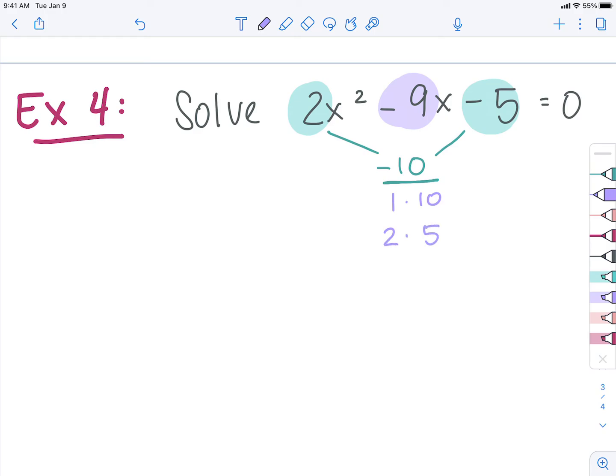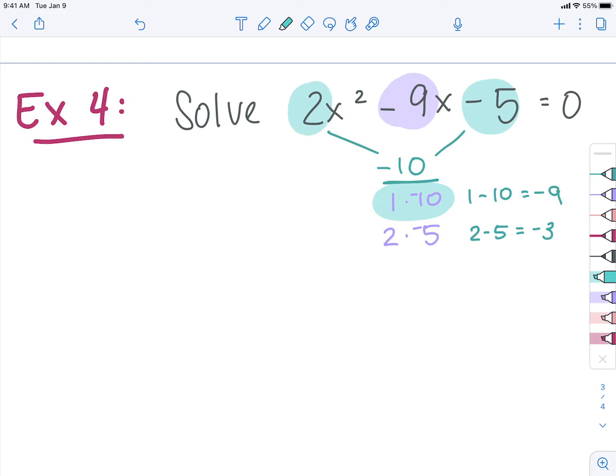Since I need it to be a -10, I know one of them has to be negative. And since I want it to add to be a negative number, that tells me the bigger number has to be negative. So in my factors, I've got to have a -10 and I've got to have a -5 because those are my bigger numbers. They have to be negative. So then I literally do 1 minus 10 and I get -9. If I wanted to check myself, I could do 2 minus 5 just to make sure. 2 minus 5 gives me -3.